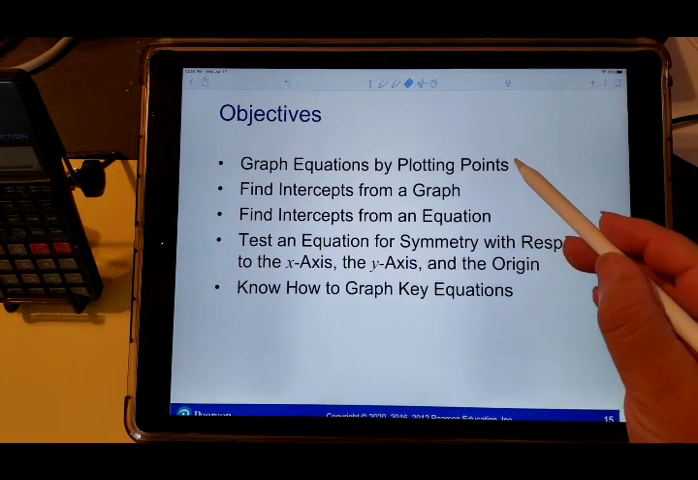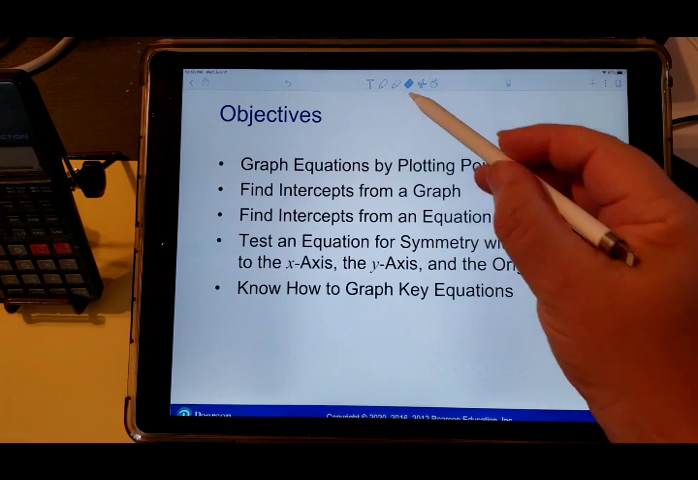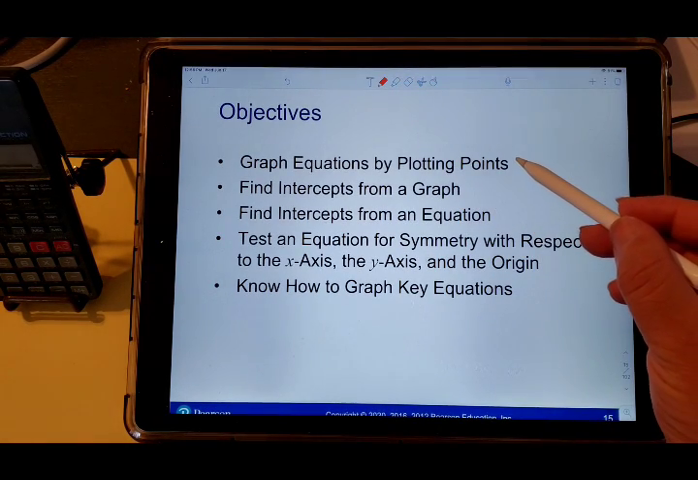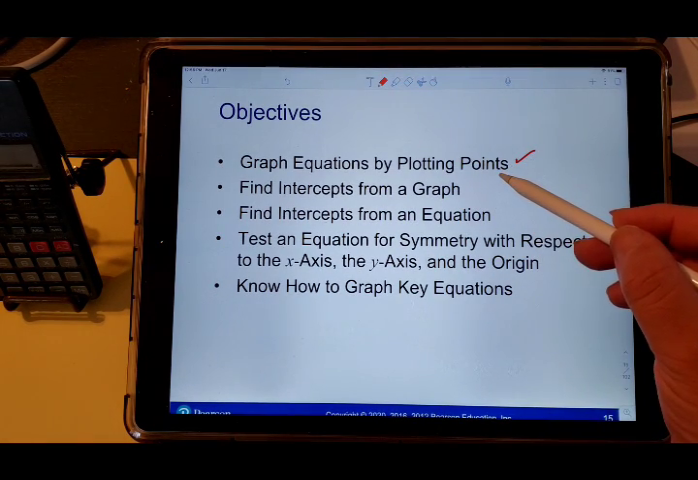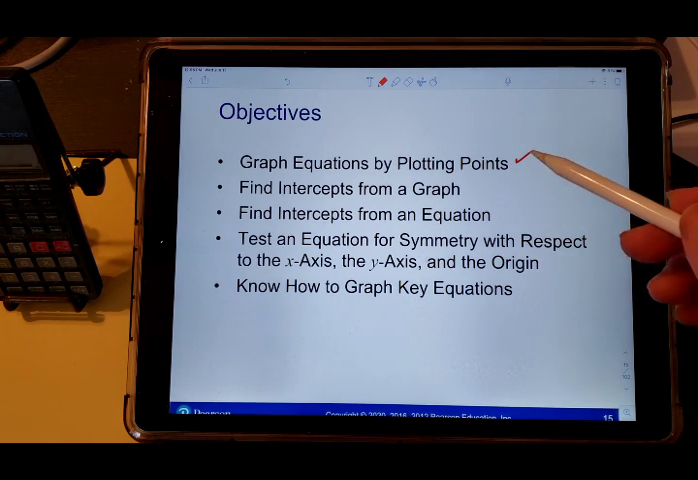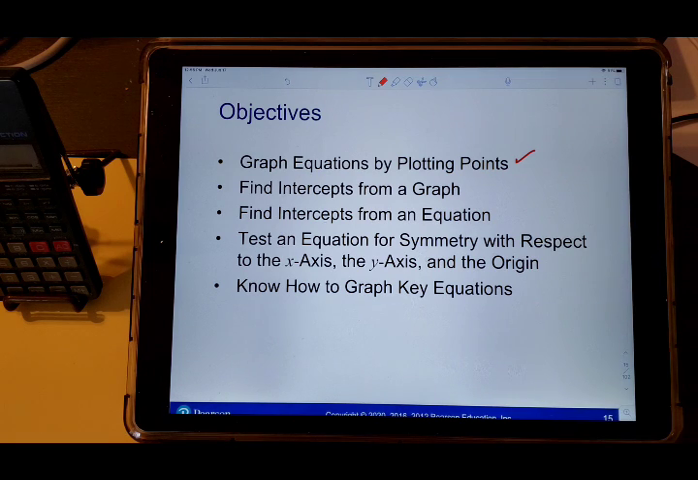Graph equations by plotting points. Now, they're going to be fairly simple equations for now, but this is a skill you're going to have to take with you outside of Chapter 2. In other words, never be afraid to graph by plotting points. It's amazing how students will learn that. Even in a short class like this, students will learn a skill, and they won't take it from Chapter 2 to Chapter 4.